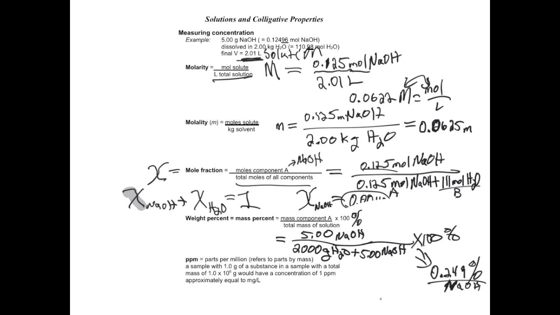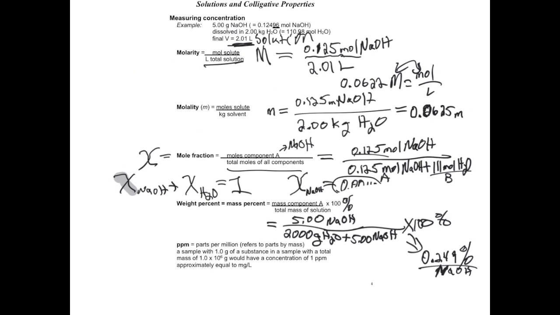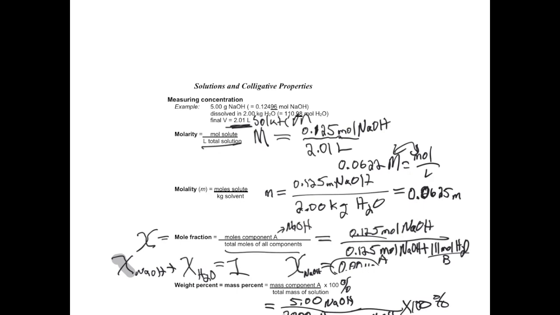Okay, so let's deal with ppm. So we know we have 5 grams of sodium hydroxide, and the total amount is 2,005 grams. 2,000 grams from the water.